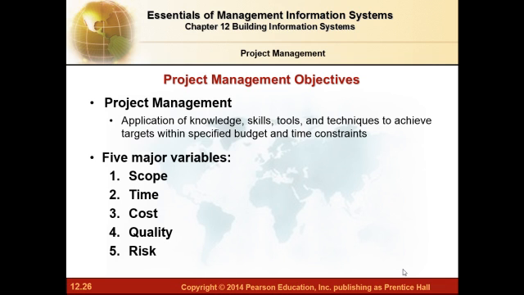Let's look at the next part, project management. Project management is the application of knowledge, skills, tools, and techniques to achieve targets within specified budget and time constraints. There are five major variables here: scope, time, cost, quality, and risk. Scope is what work is or is not included in a project. Time is the established time frame for each component of a project. Cost is the amount of time multiplied by the cost of human resources required by a project. Quality asks the question, does the project improve organizational performance and decision making? And risk is a potential problem that may threaten the project's success. So every project includes these five variables.